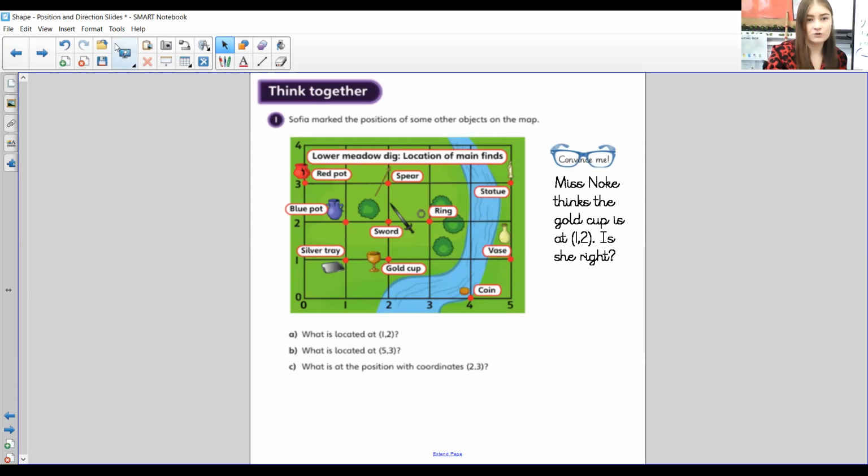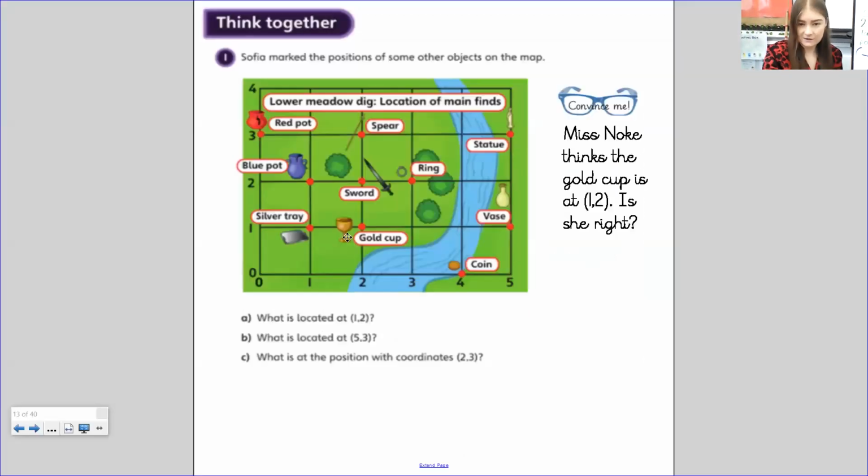Okay, so answers for question 1, A, B, and C. What is located at 1, 2? We must go along the corridor and up the stairs. So along the corridor 1, up the stairs 2. It's the blue pot. Well done if you got the blue pot. Then what is located at 5, 3? Along the corridor 5, up the stairs 3. So along the corridor all the way to number 5, and then up the stairs 1, 2, 3. It is the statue for B. Well done if you got statue for B.